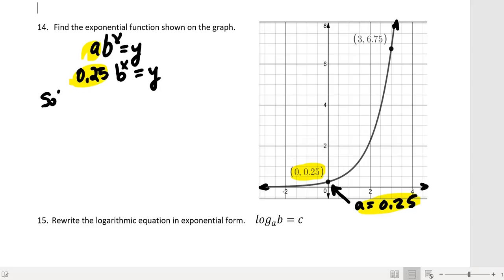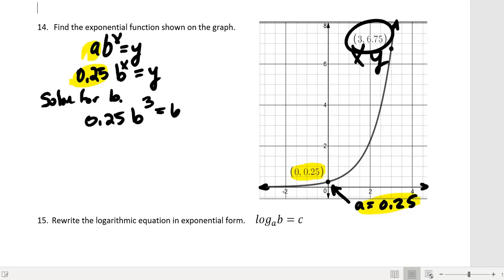Now I want to solve for b. And the way I solve for b is I use the second point they gave me. This is going to be x and this is going to be y. So I'm going to say 0.25 times b, I don't know what b is, I'm solving for it, raised to the third power is equal to 6.75. Now, I can't solve for b until I get it alone. So I'm going to divide both sides by 0.25. And then I'm going to raise both sides to the 1/3 power, or another way you can think of it is you're taking the cube root.